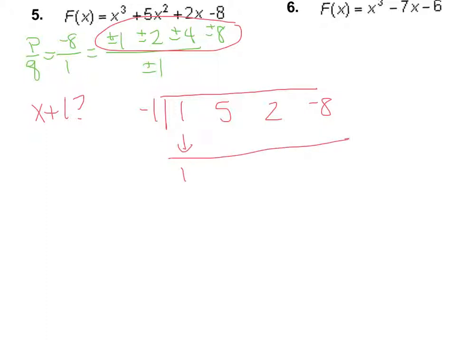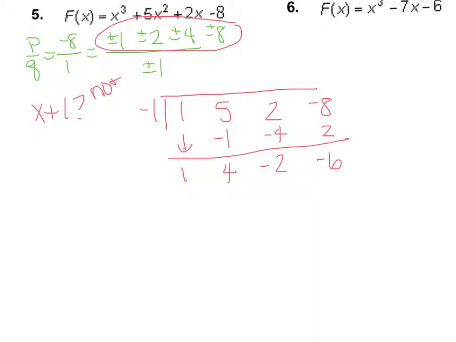Bring down my 1. Negative 1 times 1 is negative 1. 5 minus 1 is 4. Negative 1 times 4 would be negative 4. 2 minus 4 is negative 2. Negative 1 times negative 2 is positive 2. And negative 8 plus 2 is negative 6. So that means this is not a factor.